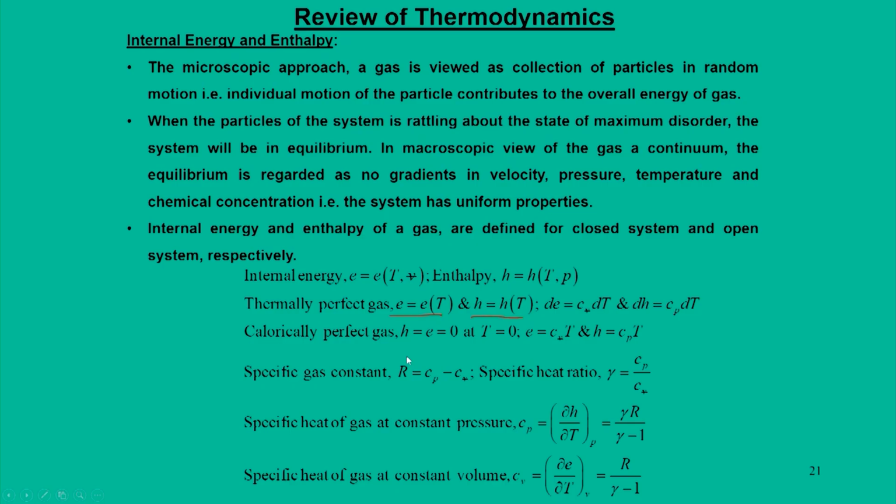Now, for a calorically perfect gas, we can write E is equal to Cv times T, H is equal to Cp times T. In addition, using the perfect gas equations, one can write the specific gas constant R, the specific heat ratio Cp by Cv, and we also have definitions for specific heat at constant pressure and constant volume in terms of enthalpy change with respect to temperature at constant pressure, which is recognized as Cp, that is equal to gamma R by gamma minus 1, and similarly Cv is equal to R by gamma minus 1.